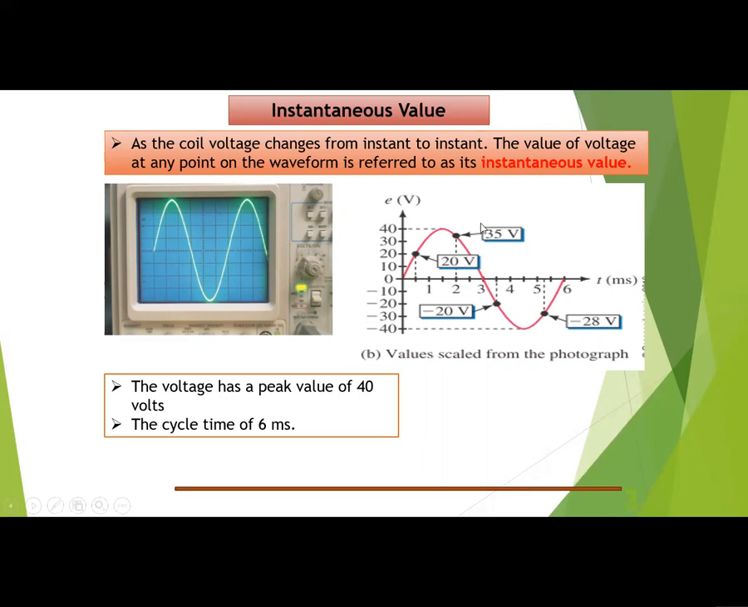Voltage has a peak value of 40 volt. This is the maximum peak value. See the graph at the tip. This 40 volt value occurs in a cycle time of 6 millisecond. How does it complete one cycle in 6 millisecond? It completes one half positive and one half negative part. This completes one cycle of the sinusoidal waveform.